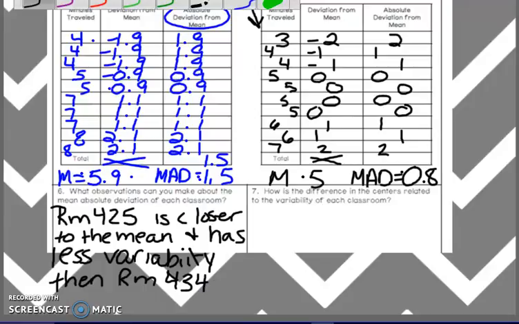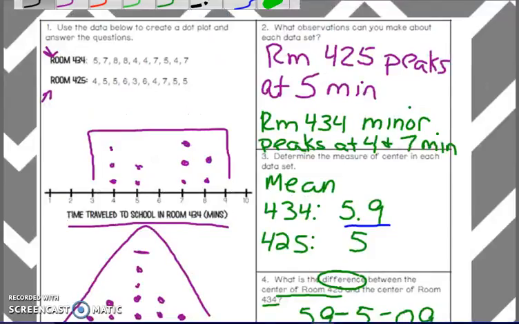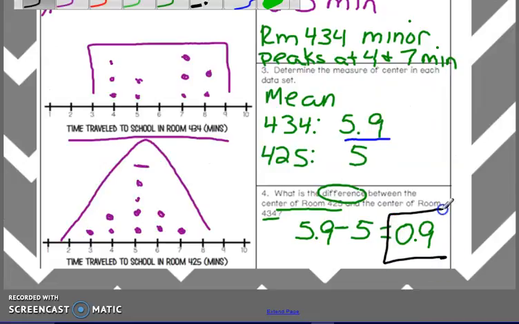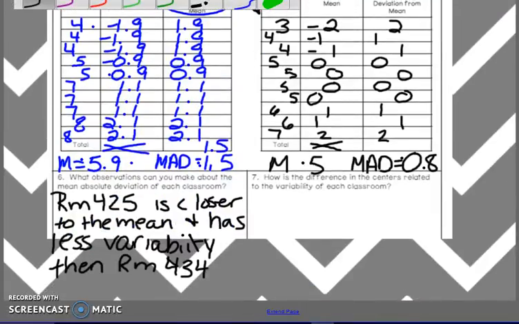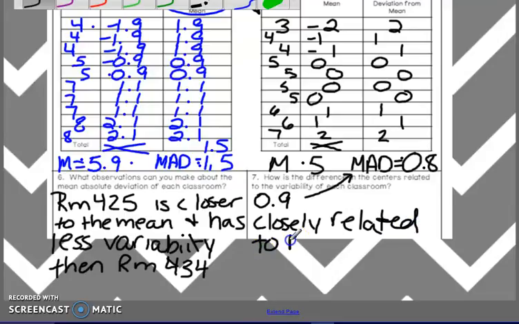So how is the difference in the centers related to the variability of each classroom? If you remember in the previous slide, our difference in centers was right here, 0.9. So our difference in our centers is 0.9. That 0.9 is more closely related to the variability here. Do you see how 0.9 is a lot closer to 0.8? It's further away from 1.5. So what that means is that the 0.9 is closely related to room 425.